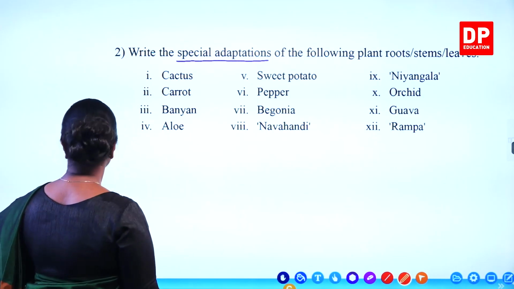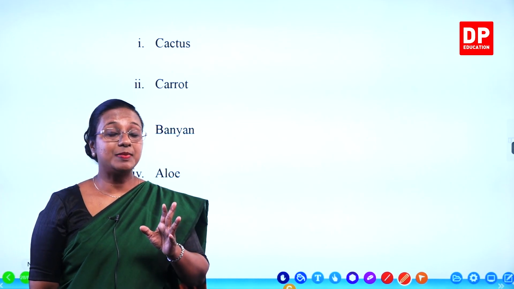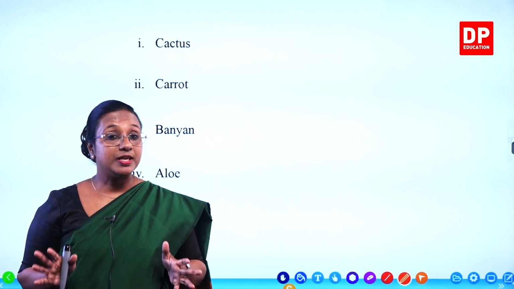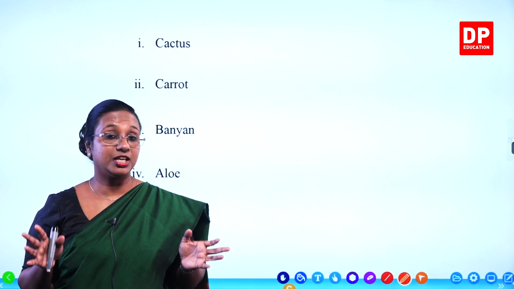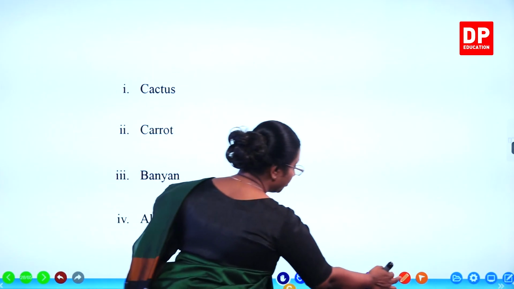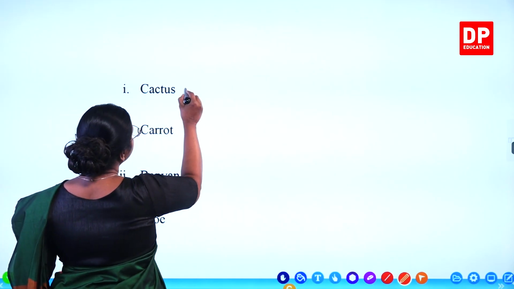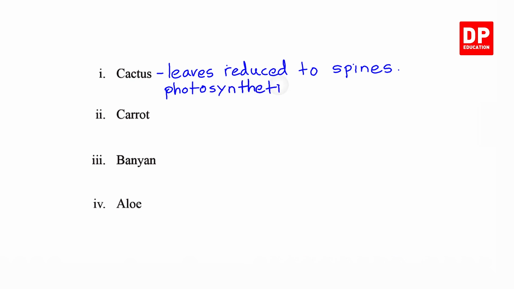Now I will move on to the first one. First one is cactus. What are the adaptations? Now cactus is a plant that grows well in arid environments. So because of that, the leaves are reduced to spines and the stem becomes photosynthetic. We have to write both those adaptations here. What is the first one? Leaves reduced to spines. And then there was the photosynthetic stem.